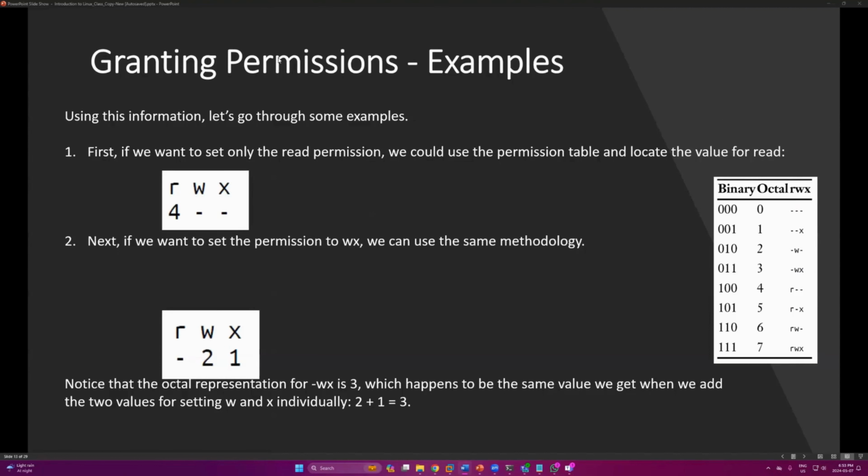So let's take a look at an example over here. First, if you want to set only the read permission, we could use the permission table on the right over here to see what we want to give. So if it's just to read, we're going to assign it number 4. Next, if you want to set the permission to write and execute, we can use the same methodology. Write and execute, 2 and 1, we're going to get 3, right?